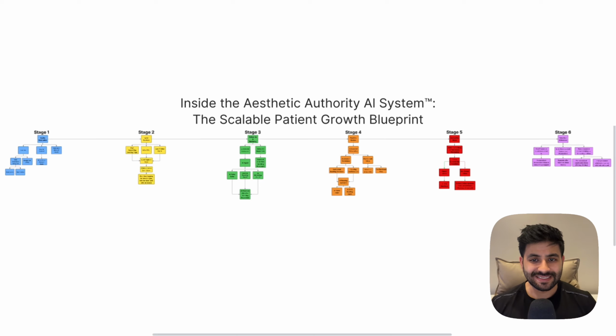What I'm about to show you is the exact lead to patient funnel we use inside the Aesthetic Authority AI system, a fully automated growth infrastructure designed to help MedSpas generate 30 or more premium patient bookings per month without hiring, micromanaging, or burning out your staff completely. And no, this isn't really about running more ads or another fancy CRM. This is about installing a self-sustaining system that runs in your business with or without you there. Let's walk through it.